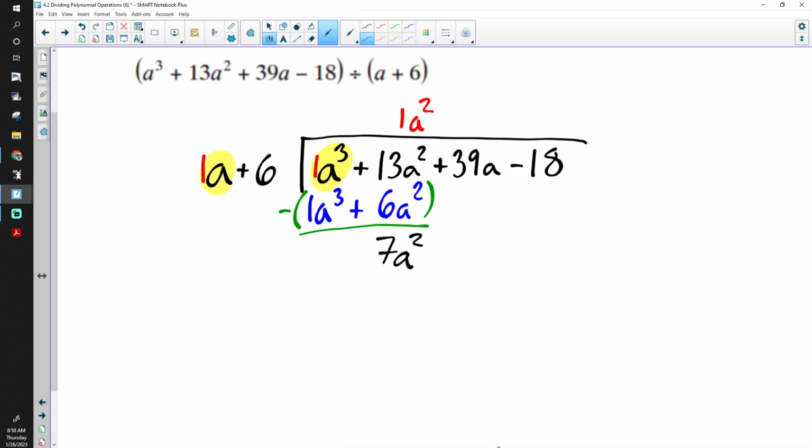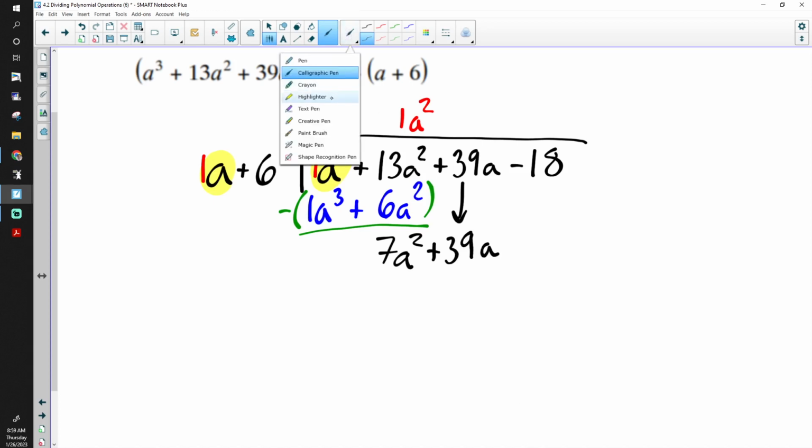And then I need to do what? Drop down your next term, right? We need two terms. We can't fit two things into one thing. We need to bring down a second term. Okay, my new term I'm focusing on getting rid of is the one in front. So 7a squared, that's what's got to go next.